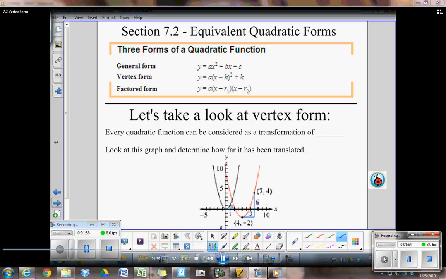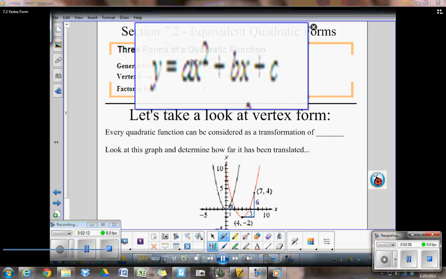Next, we're going to see the three forms of a quadratic function, which are general, vertex, and factored. One of the most common would be the general form, which is y equals ax squared plus bx plus c. It's the one that we've been working with in the finite differences method. It's also the one that you may have seen in Algebra 1, where you used something called the quadratic formula. It's a very common way of writing out a parabola.